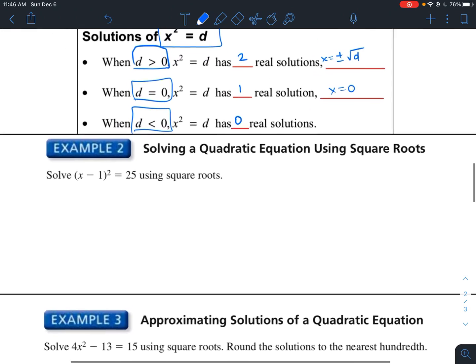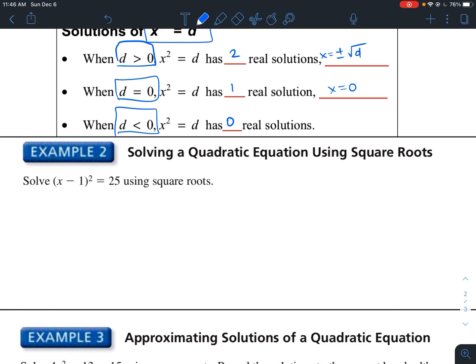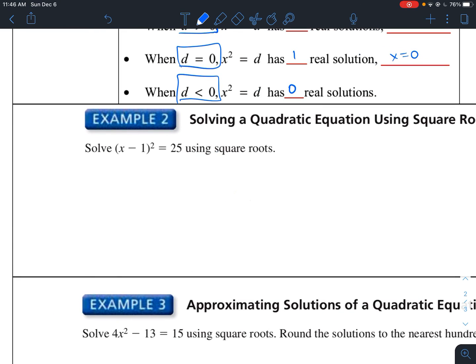Alright. So solving a quadratic equation using square roots. Okay, so it's just the same process that we were doing before. It might be a little bit more complicated though, but not by much.